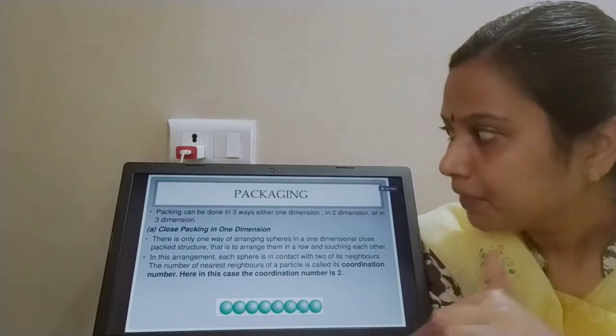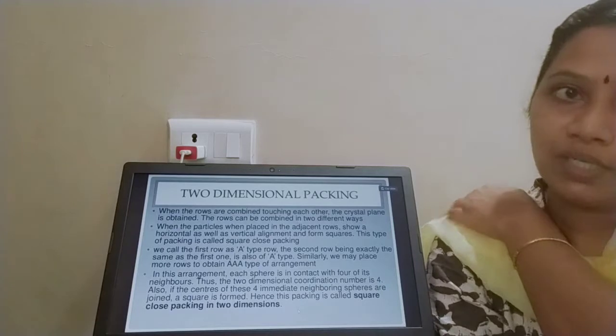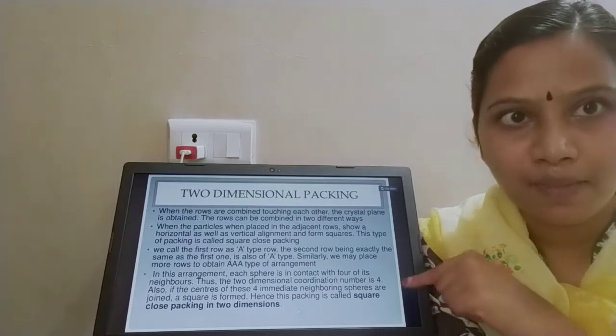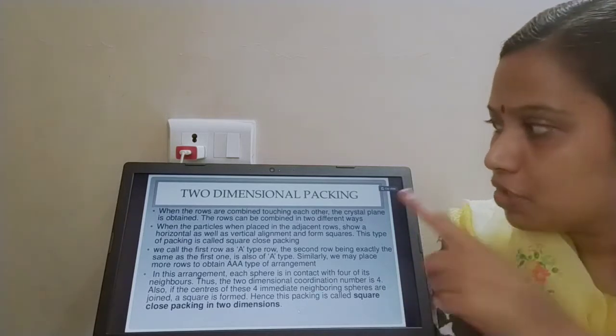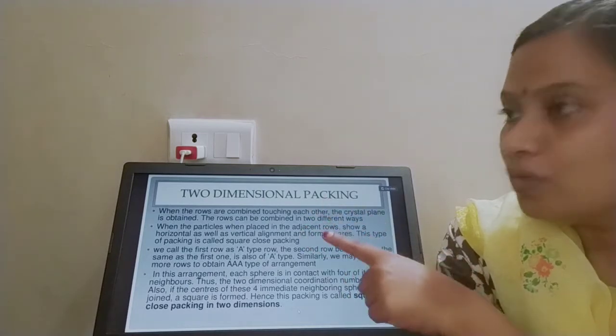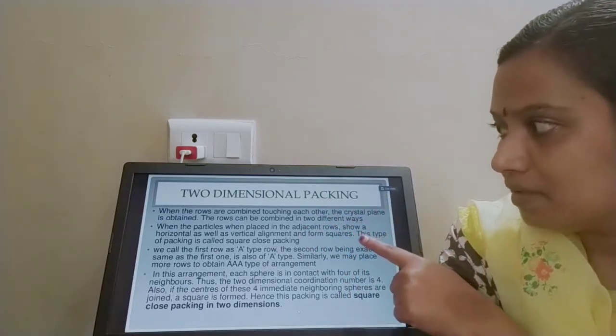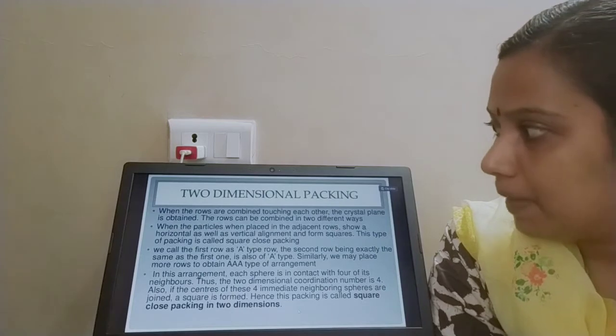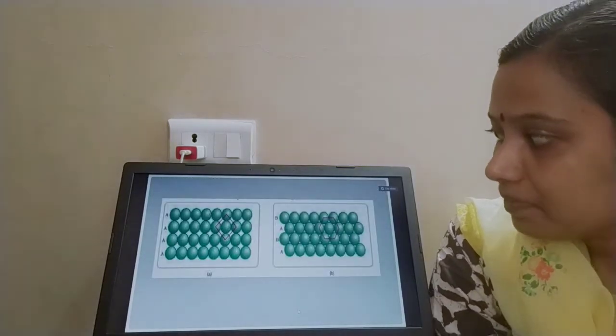Okay, clear. Now 2-dimensional packing. I'll be showing you the picture. Let me explain the theory first. What is 2-dimensional packing? When 2 rows are combined, touching each other, you get a crystal plane. Okay. See, this is how.